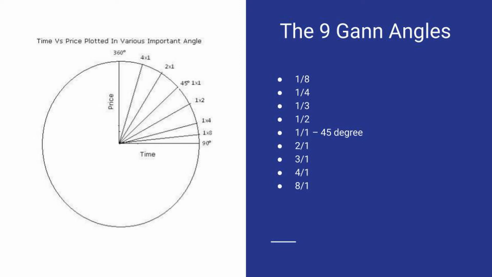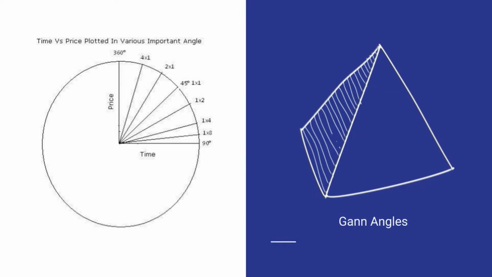Now I know when you saw this slide in the first slide, you must have been confused about why I am drawing this circle and why I am showing these different angles over the circle. As you can see, this 1x1 line, 2x1 line, this is the same thing as a Gann fan. Now the question comes: why is this pyramid coming up over and over?